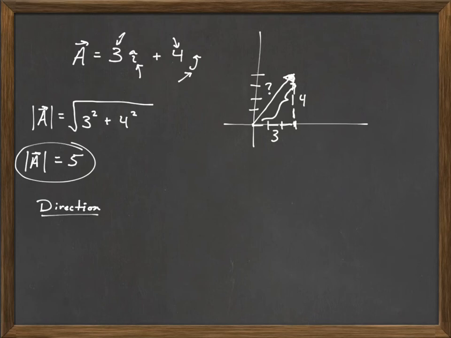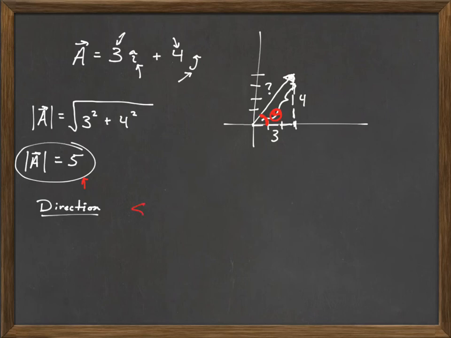Okay, so if I mark this, I'll do it in a different color. If I look, there's an angle here, right, called theta. That angle will tell me what direction to point a magnitude of 5 units, and that'll give me the full vector. So now how do I find that angle?